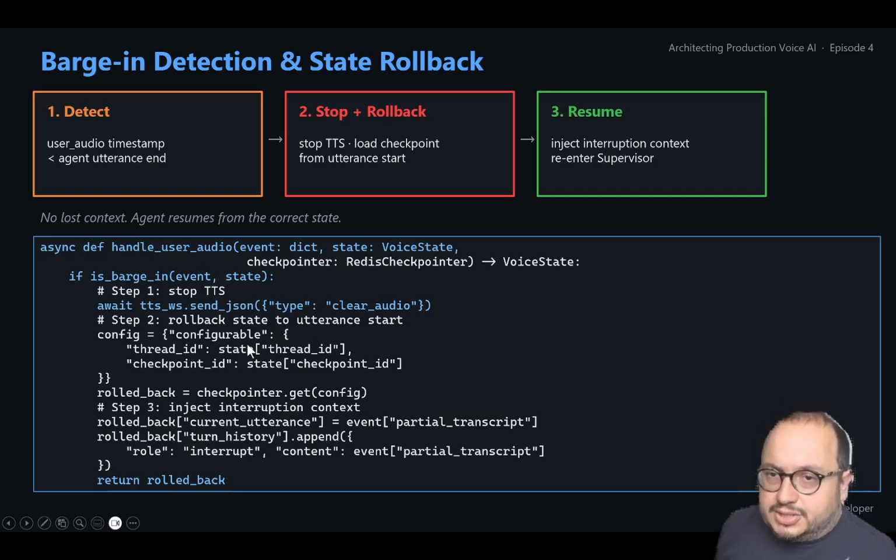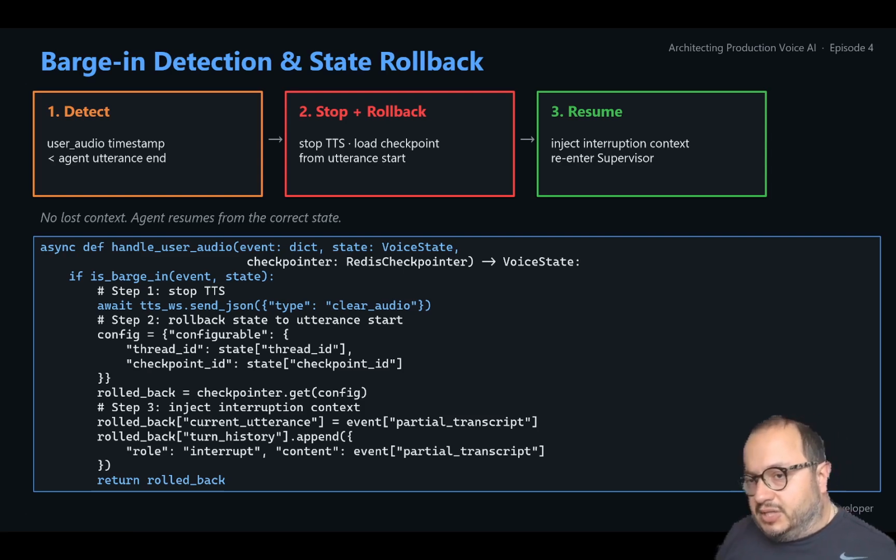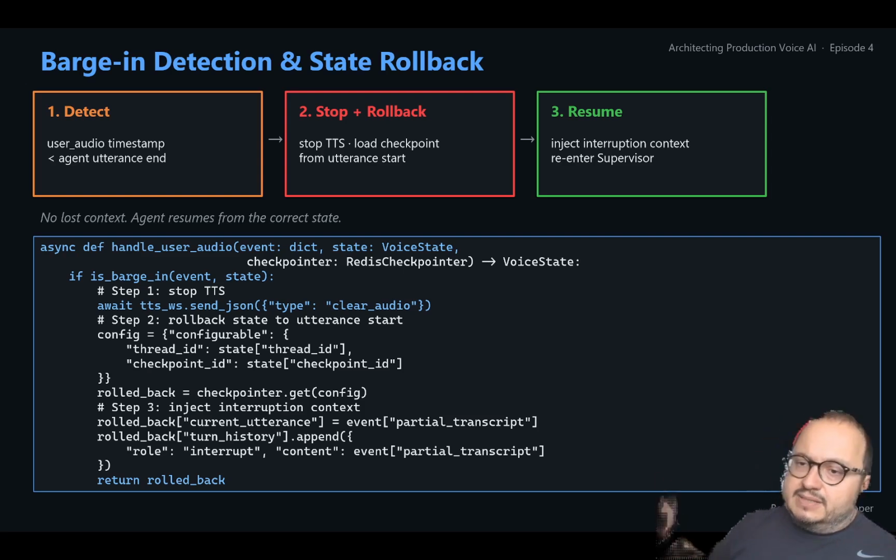Barge-in detection is the mechanism that tells the system the user has started speaking while the agent is still talking. The implementation has two parts: the detection and the rollback. Detection happens in the voice layer. The ElevenLabs WebSocket API sends a user audio event whenever the STT subsystem detects user speech. In barge_in.py, we listen for this event and compare the timestamp against the timestamp of the last agent utterance start. If user speech begins while agent audio is playing, we raise a barge-in detected event.